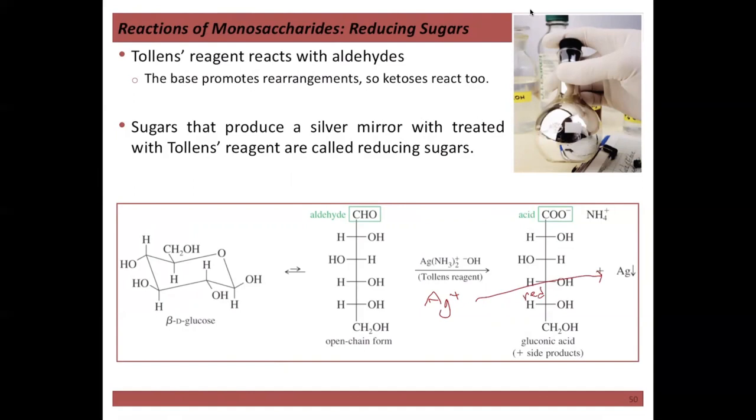And when it turns into silver metal, it actually will plate glass. So this is how they used to make mirrors: you would take a solution of a reducing sugar like glucose, take this Tollens reagent, and mix them together. The silver actually gets reduced and the sugar gets oxidized, and then the silver plates out and makes a mirror. So this is the Tollens reagent.